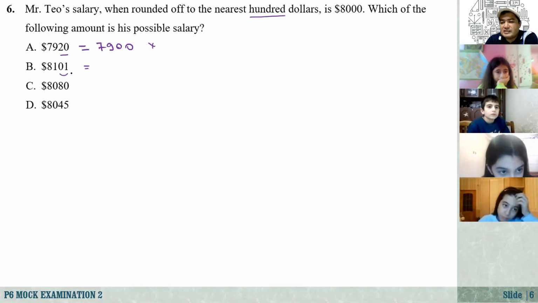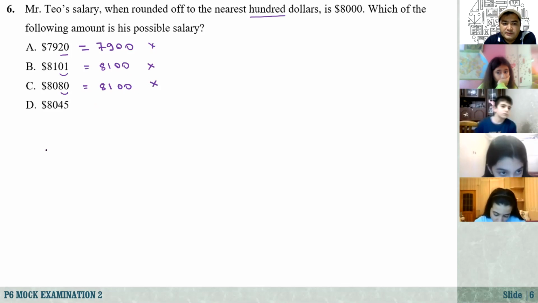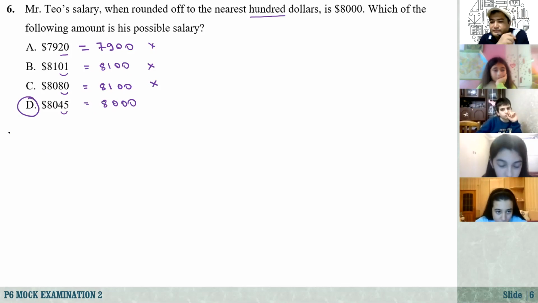These last two digits, 01, is less than 50, so it is 8100. Okay, and 8100 is also a wrong answer. And how about this one? Here, this is 80. 80 is greater than 49, so the answer is 8100. Also a wrong answer. And how about this one? Here, the last two digits are 45. 45 is less than 50, so we just drop this, and the answer is 8,000. So the correct answer is D.